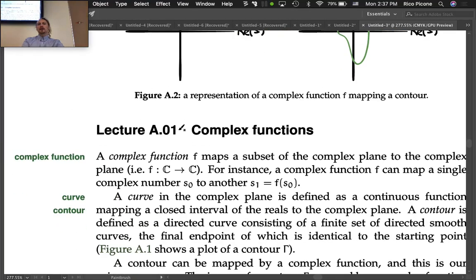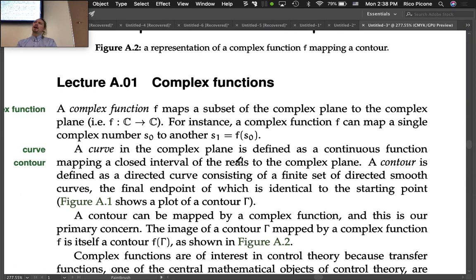Okay, so lecture A1, complex functions. I wanted to review this before we did lecture 5.2, because in lecture 5.2 we're really going to want to have a good intuition for evaluating complex functions, and in particular a good intuition for the geometric interpretation of the evaluation of a transfer function at a given test point in the complex plane. So we'll unpack that a little bit.